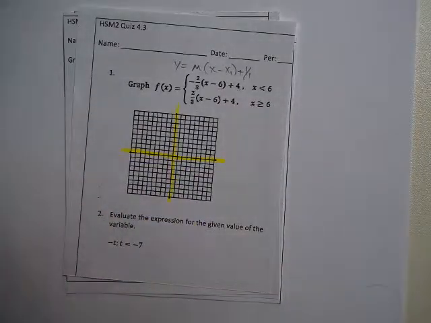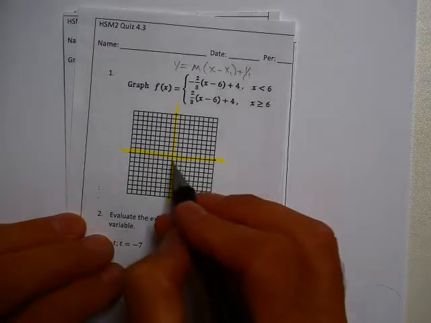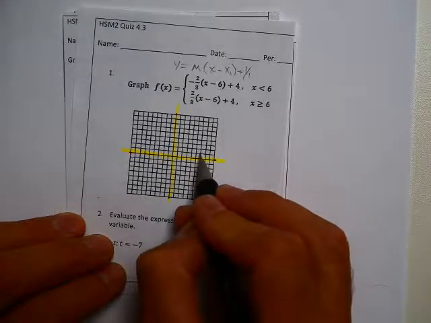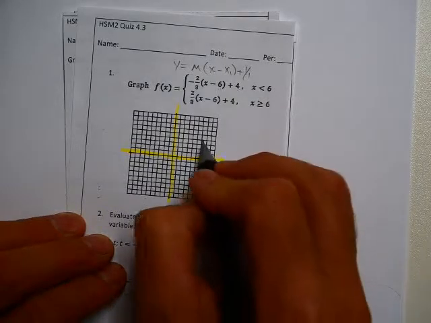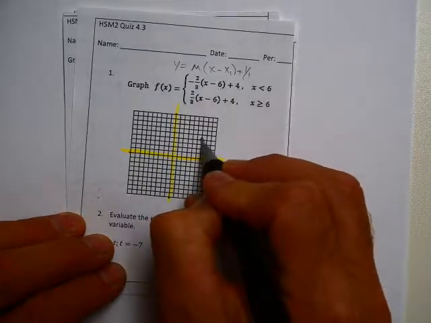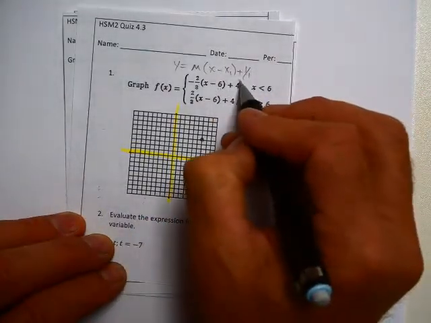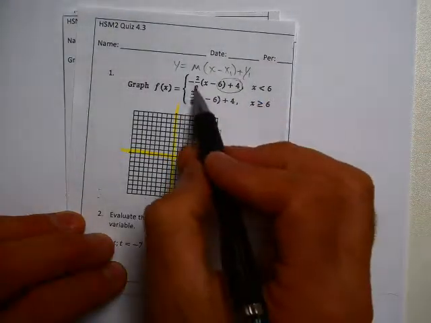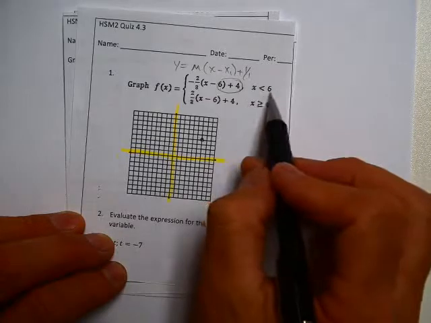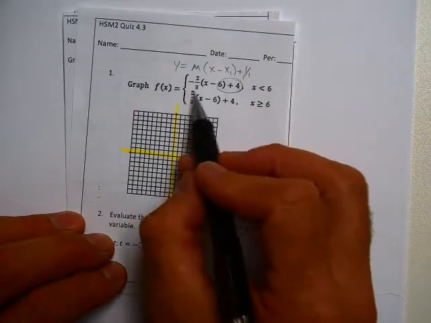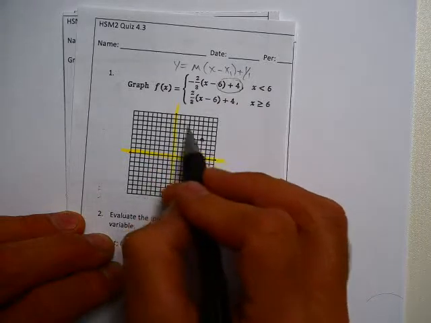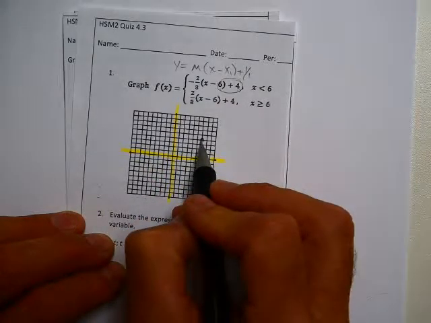So I wasn't real picky about where exactly. I wasn't too worried if a kid got a little bit off. Just were you in the general idea. And so over 6 and up 4, that's this point right here. Now, I'm coming down to that point. All the x values less than negative 6, I'm coming down to that point, and that's what this slope is doing. So I'm coming down with a slope of negative 2/3.